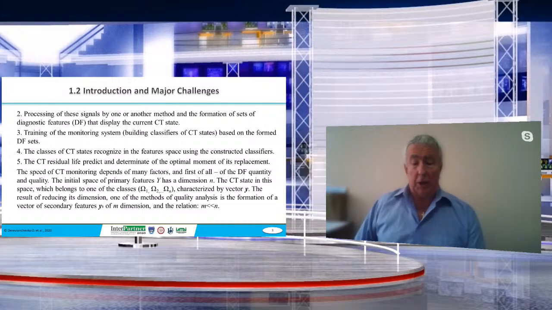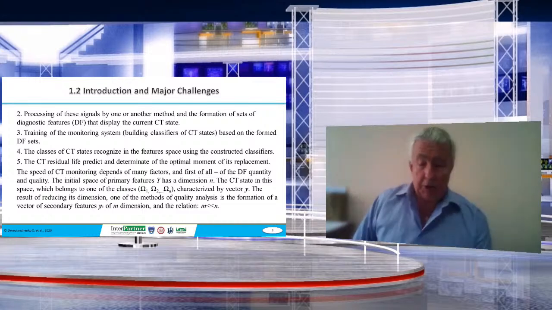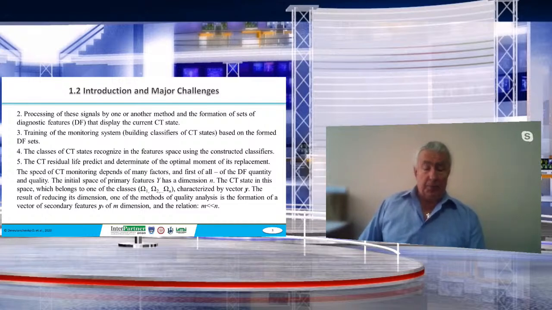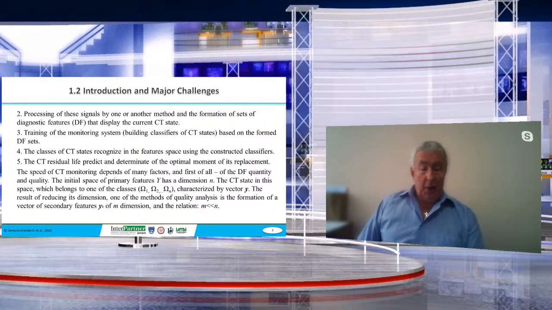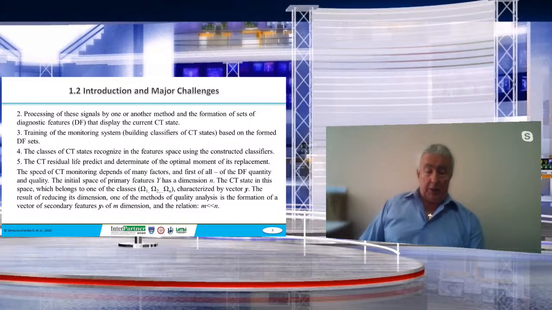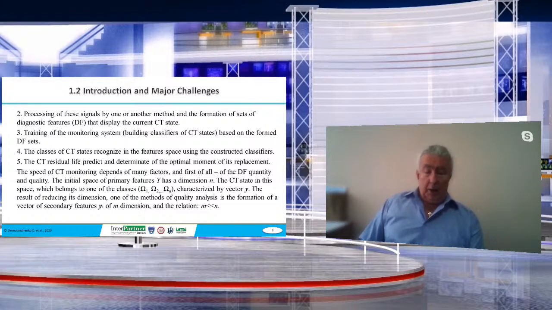Third, training of the monitoring system, building a classifier of cutting tool state, based on the formation of diagnostic feature sets. Fourth, the classes of cutting tool states are recognized in the feature space using the constructed classifiers. Fifth, the cutting tool residual life is predicted and the optimal moments of its replacement are determined. The speed of cutting tool monitoring depends on many factors, first of all, the diagnostic feature quantity and quality. The initial space of primary features, Y, has a dimension n. The cutting tool state belongs to one of the classes omega 1, omega 2, omega n, characterized by vector Y. As a result of reducing its dimension, one of the methods of quality analysis is the formation of a vector of secondary features Y1 of n dimension.